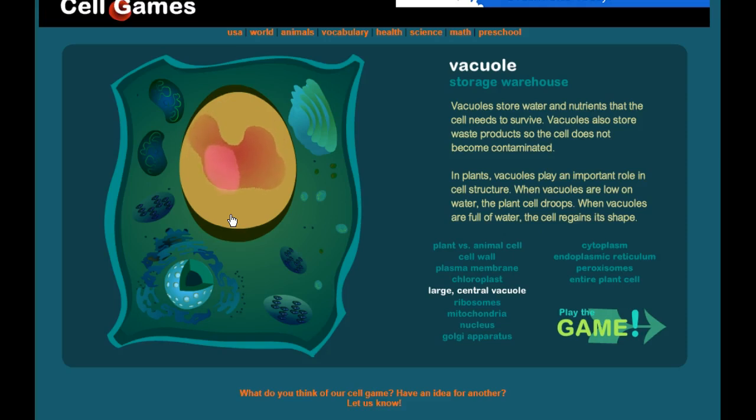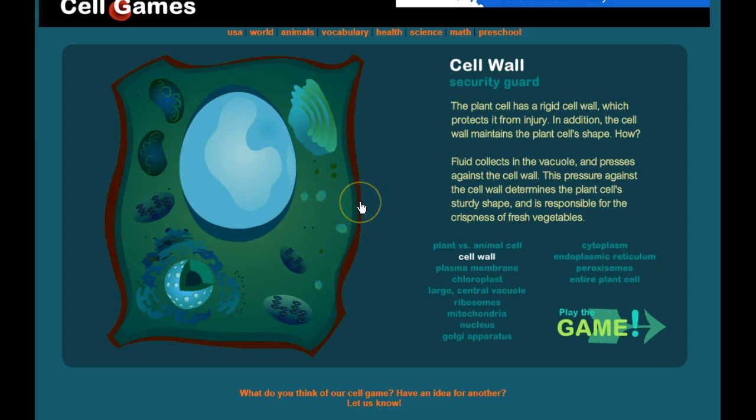And of course, one of the biggest differences between an animal and a plant cell is the cell wall. And this provides rigidity. The plant cell also has a rigid wall, which protects it from injury. In addition, the cell wall maintains the plant cell shape. How? Well, fluid collects in the vacuoles and presses against the cell wall. This pressure against the cell wall determines the plant cell's sturdy shape and is responsible for the crispness of fresh vegetables.